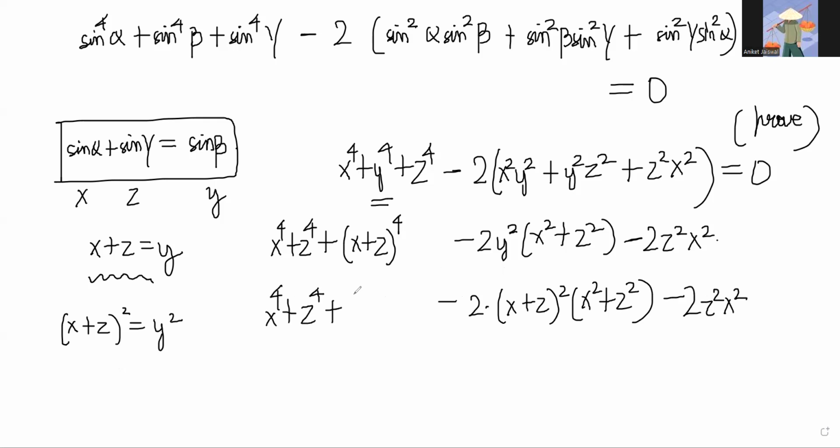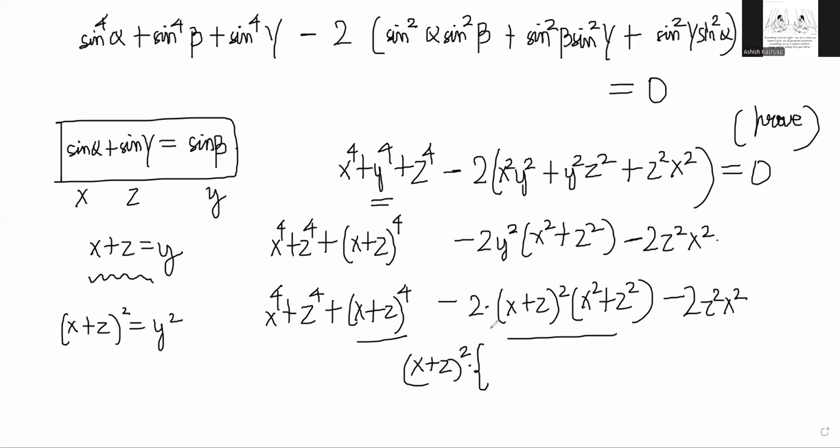And x plus z whole power 4. Between these two, I can take something common, x plus z whole square. You'll get x plus z whole square minus 2 times x square plus z square, right? If you think about it, it will become 2xz minus x square minus z square, which is minus of x minus z whole square, right?